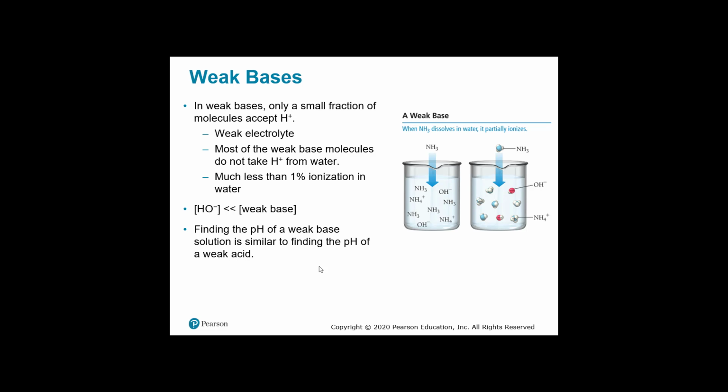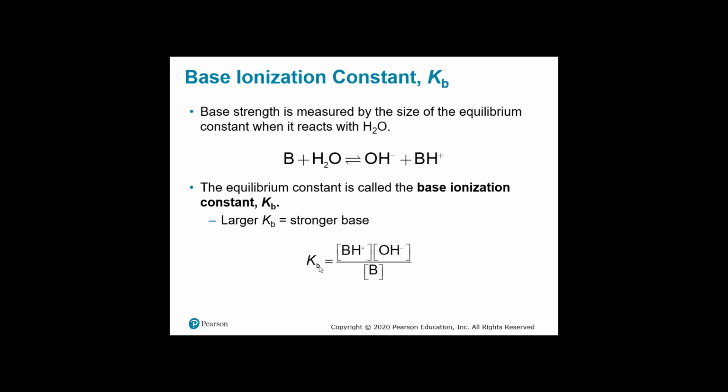Finding the pH of a weak base solution is similar to finding the pH of a weak acid. So we're going to look at Kb. Base strength is measured by the size of the equilibrium constant when it reacts with water. So here we have this equilibrium reaction. The base reacting with water produces hydroxide ions, and the base takes that proton. The equilibrium constant is called the base ionization constant, which is Kb. And if you have a strong base, then you have a very large Kb. And this is how we would set this up.